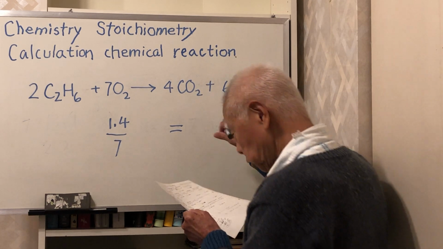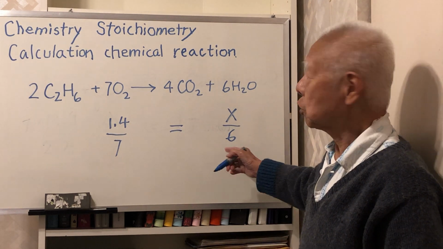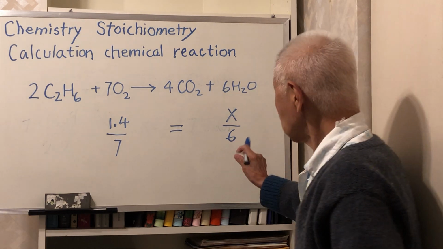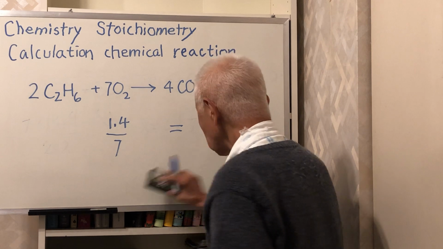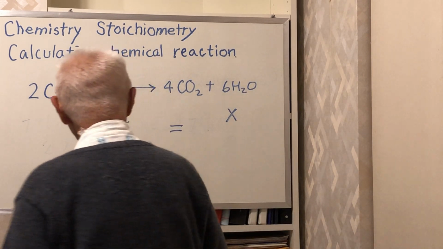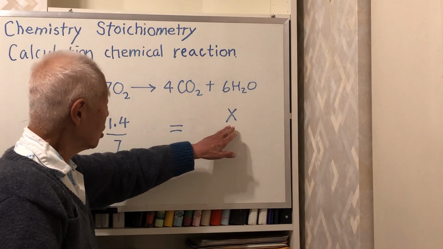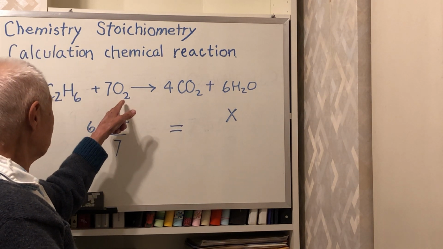So what is x? You just use your calculator to solve for x, all right? Use your calculator to solve for x, and move the 6 to the numerator, and you multiply. Okay. How many moles of water will I produce if I have 1.4 moles of oxygen?